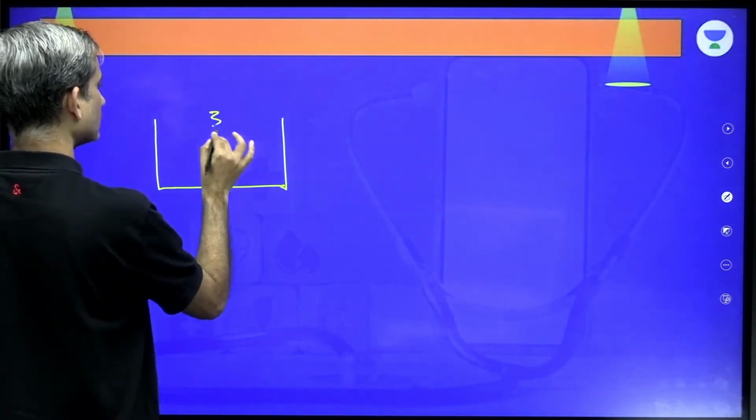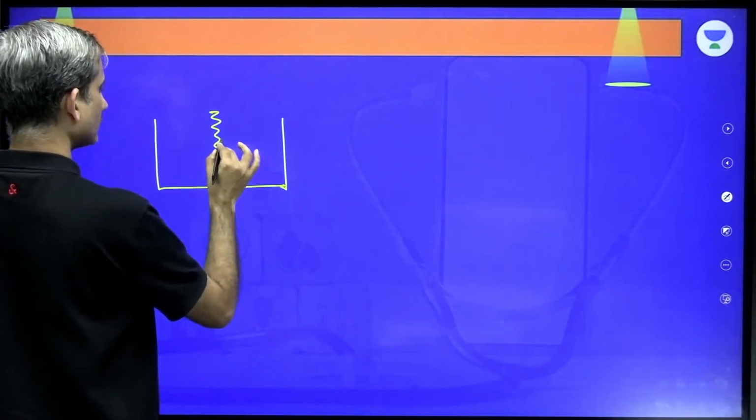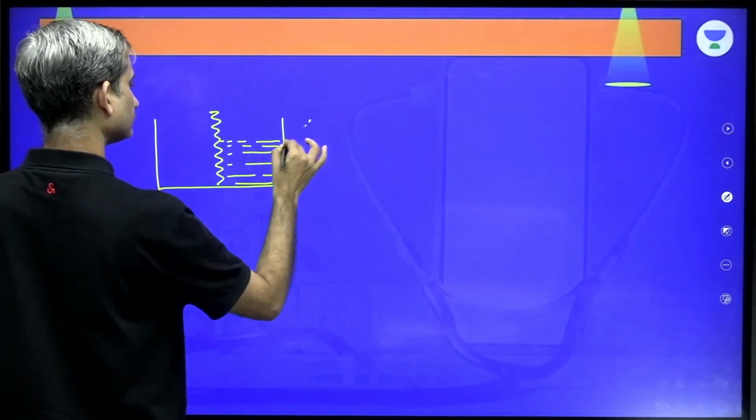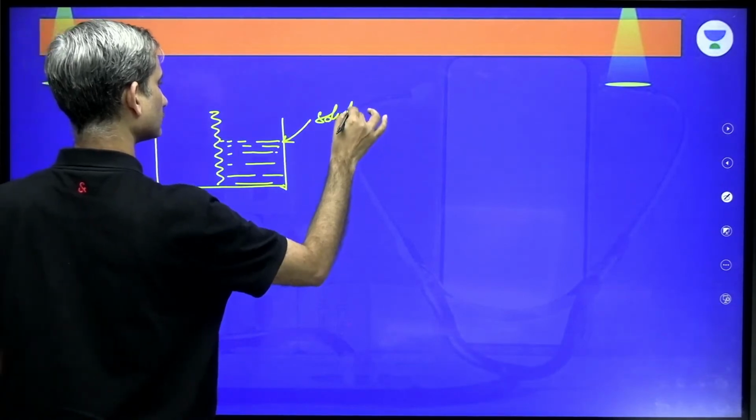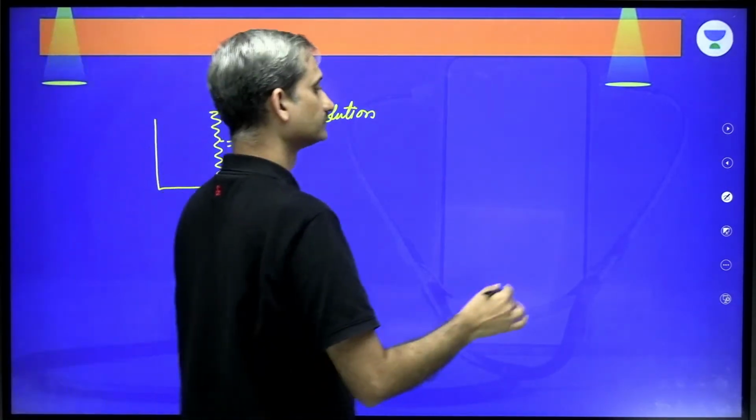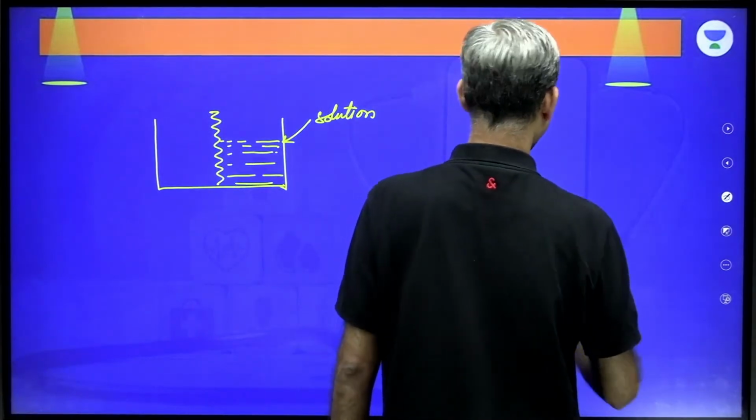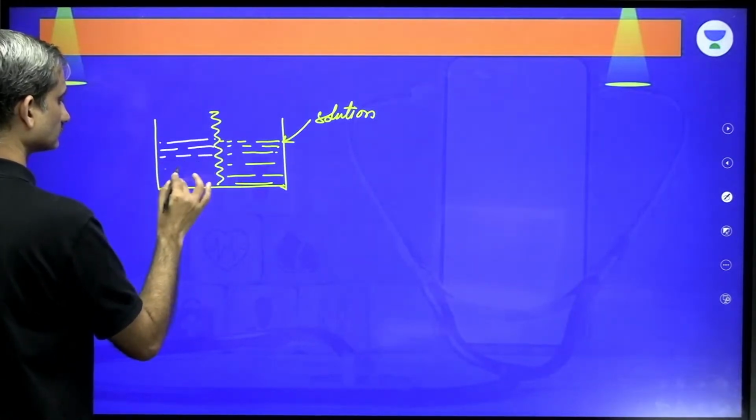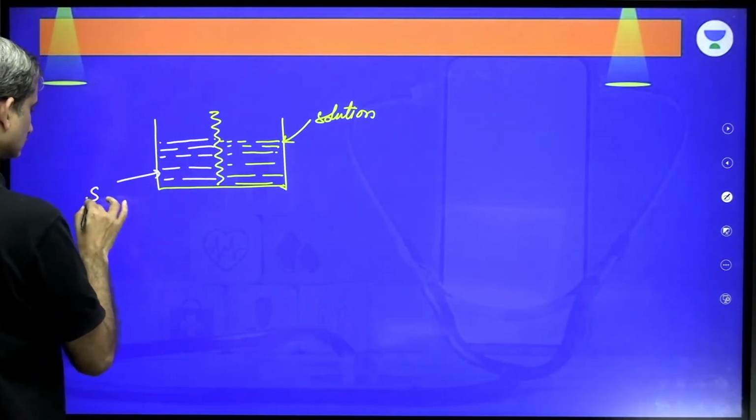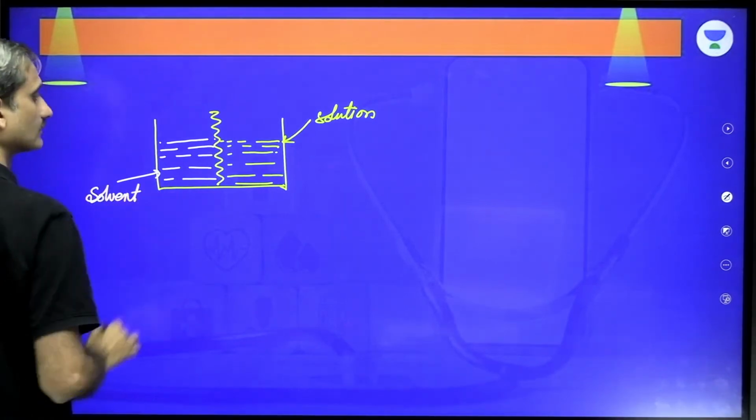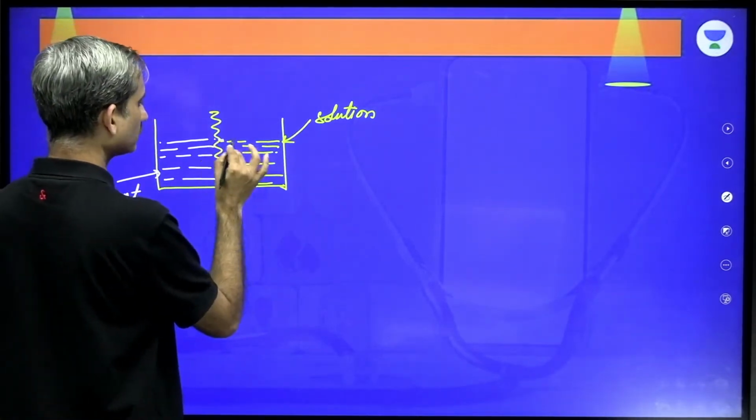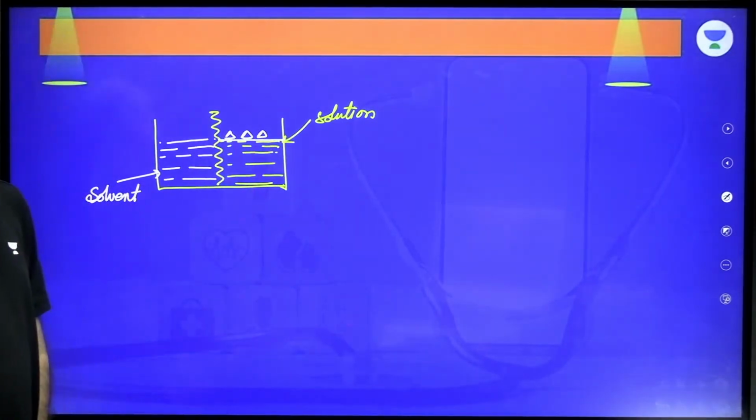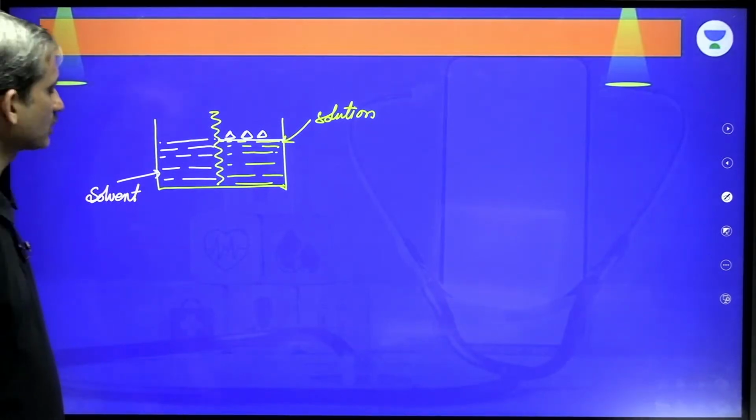Here we have the container. Here we have the semi-permeable membrane. Here we have the solution, clear, and the other side we have the solvent, and now what we do is we put a piston over here and apply some pressure.